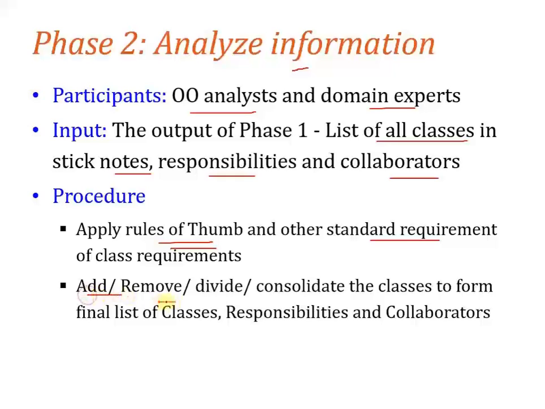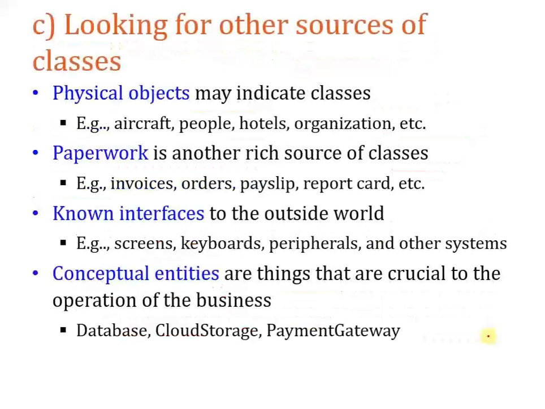So we can add, remove, even divide, or consolidate, that is grouping together the classes to form the final list of classes, responsibilities and collaborators. So after the second phase is completed, our CRC approach is completed, and the final list of very good classes with responsibilities and collaborators will be consolidated. The third approach is looking for other sources of classes. Apart from the requirement specification, the use case specification, use case model, etc., there are some other sources from which we can also identify the classes required for the problem statement.